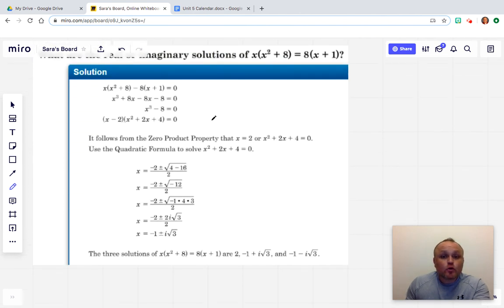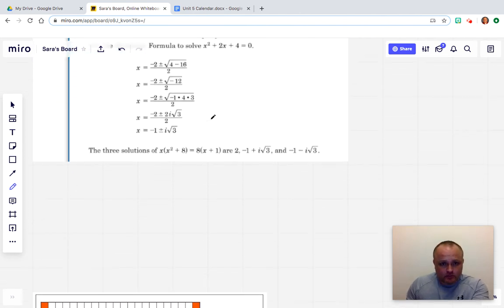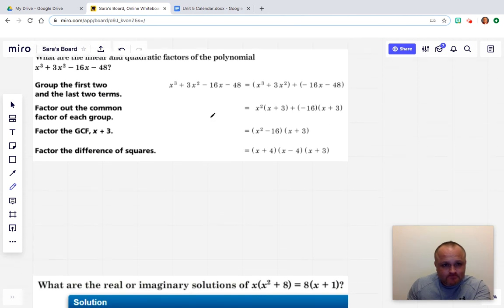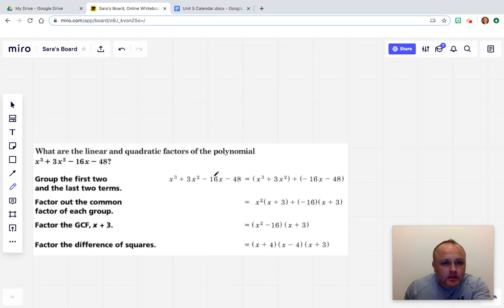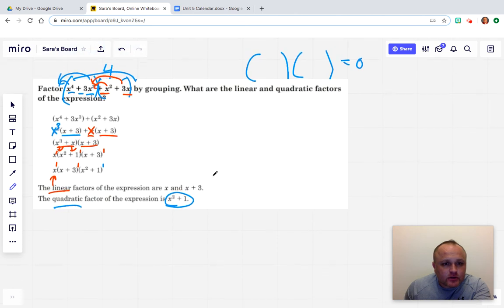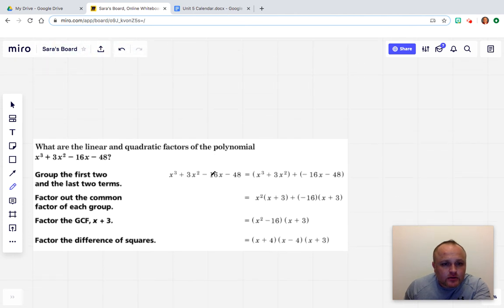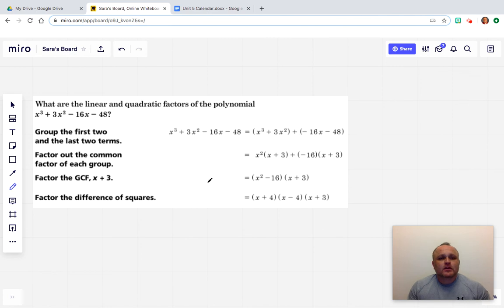We have 2 more guys in this long video, okay? Here we go. What are the linear and quadratic factors of a polynomial? Is this the same? x cubed plus 3x squared. No, this one's a different one. Okay, here we go. So we can, again, group the first 2 together and the last 2 together, pull out a GCF, which in this case was x squared, and I get an x plus 3 left over from that.